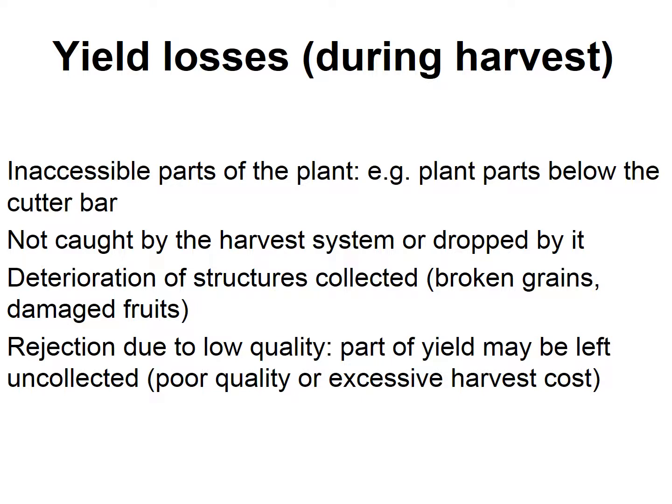The harvesting system might deteriorate the structures collected, for instance broken grains or damaged fruits, or we might reject part of the harvest due to low quality. In some cases, part of the yield may be left uncollected due to poor quality or excessive harvest cost.